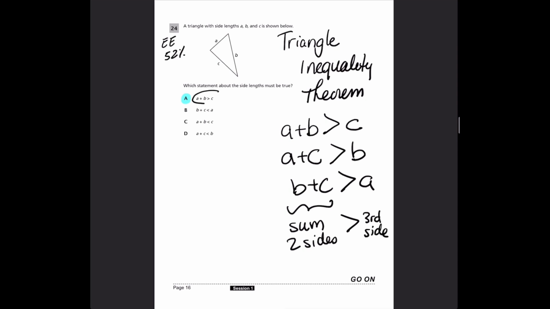And the only one that shows that is A. All of these have the sums as less than the third side. So that's what makes B, C, and D incorrect.